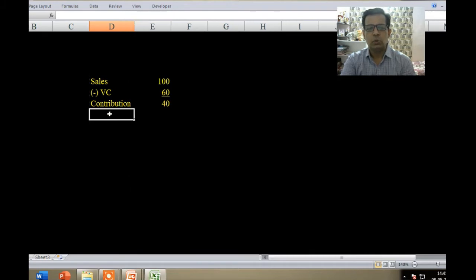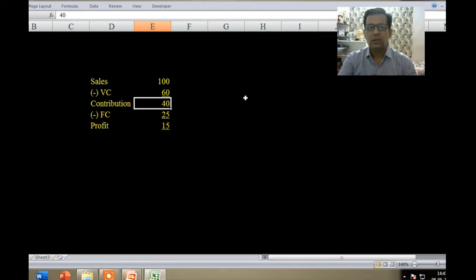Okay, we have got our contribution. Now what we need to do is from this contribution we will be deducting our fixed cost. Let's say it is 25 rupees, and now the balancing figure that we get is 15. This is exactly what we call profit. And now look at this very carefully. If I do 100 minus 60, what I end up getting is 40. That is sales minus variable cost is contribution. At the same time, if I do 15 plus 25, still what I get is 40, which is profit plus fixed cost.